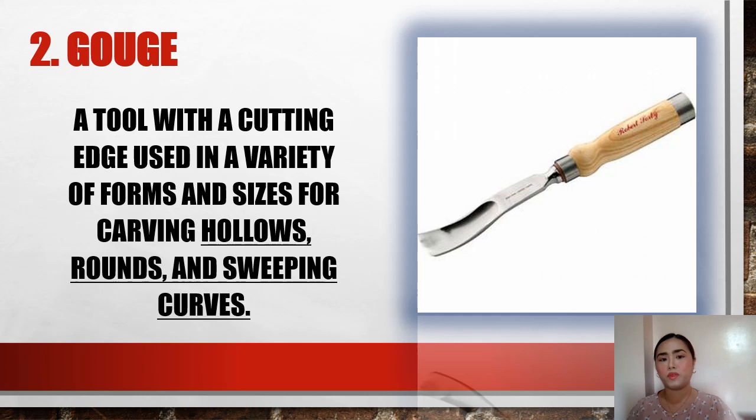For example, if you want to create the eye socket of your human subject, instead of just using your chisel, you can use the gouge to easily scrape the wood from the inside so as to create a curve to mimic the shape of the eye socket.